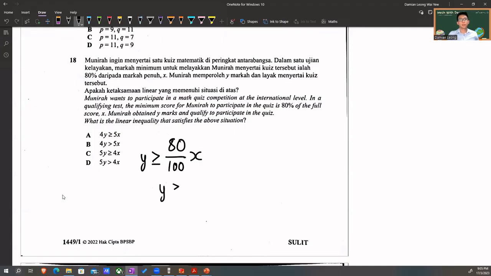Simplify this, it is 4 over 5. So bring up the 5: 5Y is more than or equal to 4X. Answer C. Okay, form out this inequality, then we just simplify and rearrange in one of these forms.